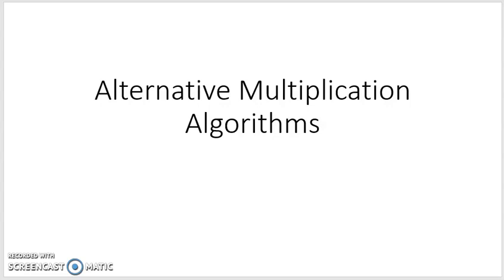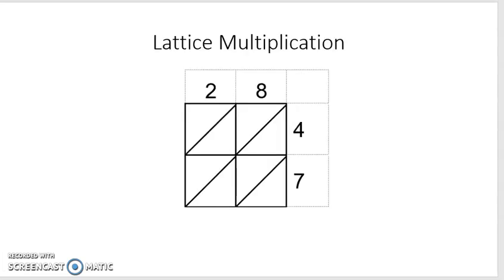In this video, we're going to focus on two very helpful and handy alternative multiplication algorithms. The first one is called lattice multiplication. What you do is you set up the product. So we're looking at the product of 28 and 47. So 28 times 47. You write that on the top and the right-hand side of a lattice, which is a grid. It's basically a 2 by 2 table with the diagonals.